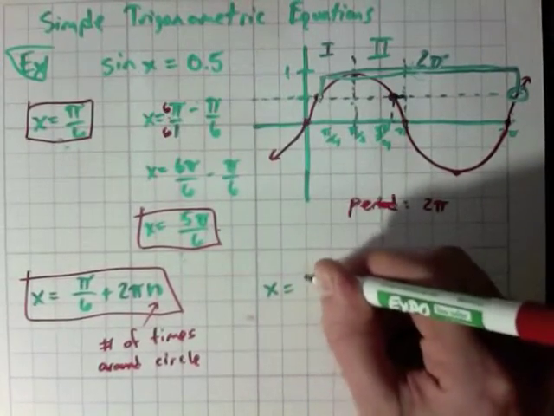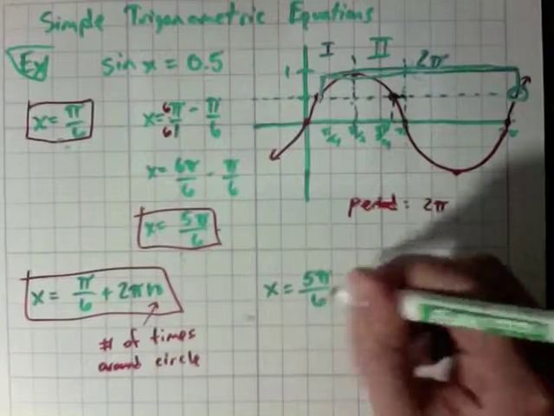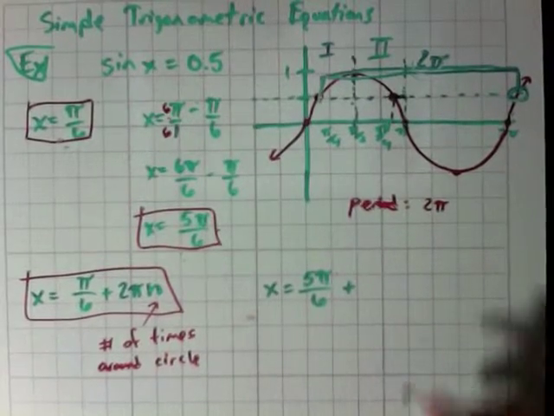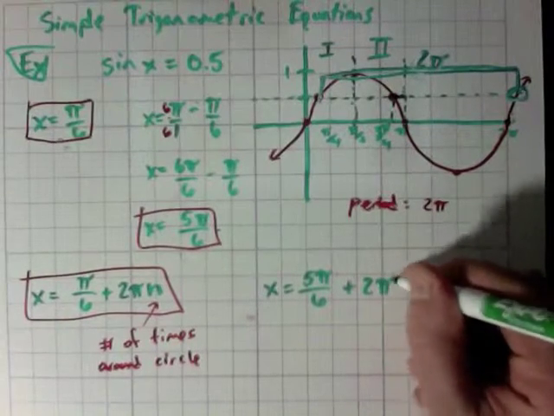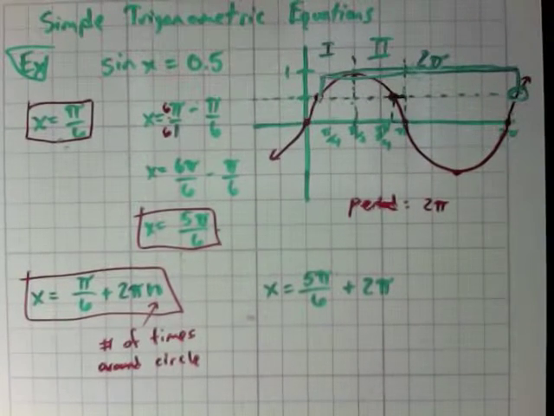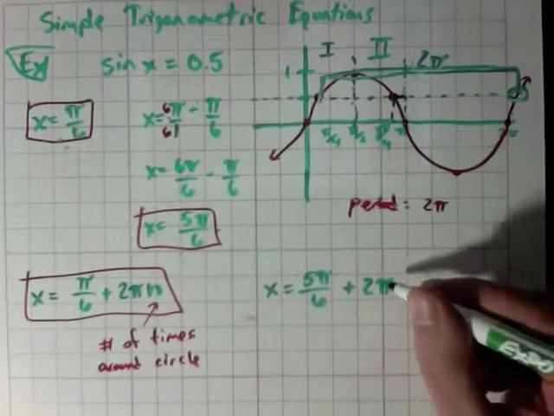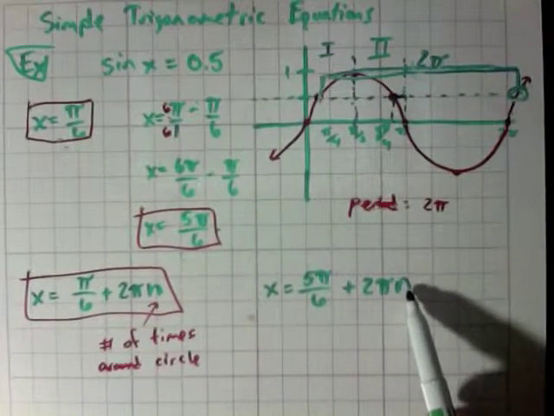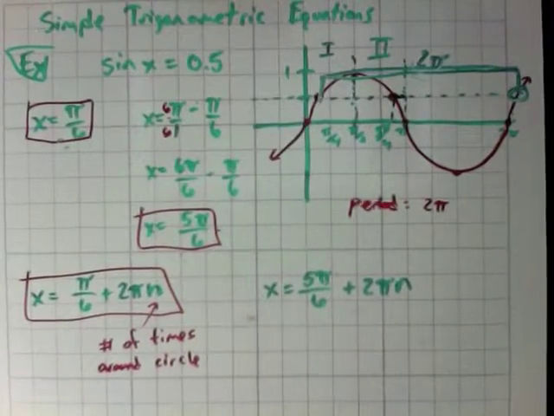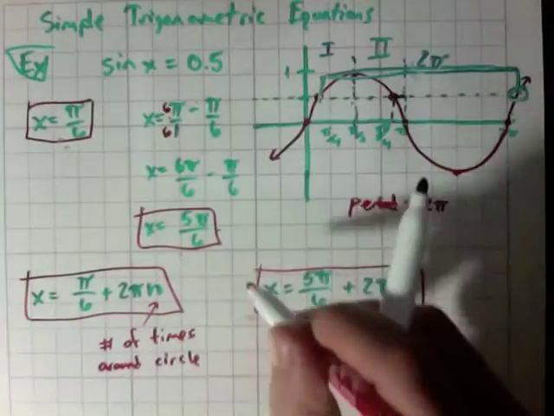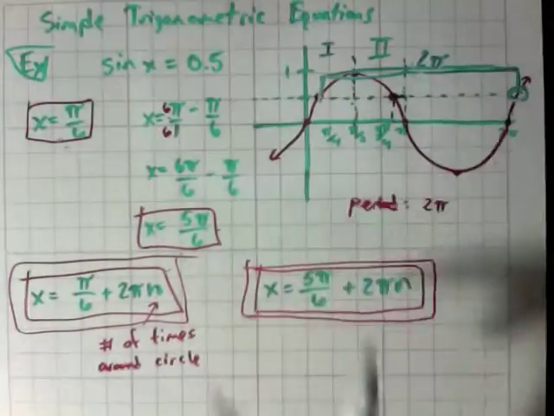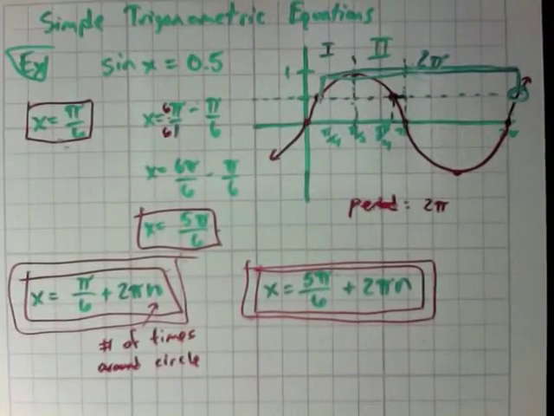So x equals 5 pi over 6, and once again, to find the coterminal angles, I would add 2 pi any number of times that I want and get something like 2 pi n. If I want 3 times around the circle, I would add a total of 6 pi to that value. All possible solutions are represented within these two equations, for n being any integer.